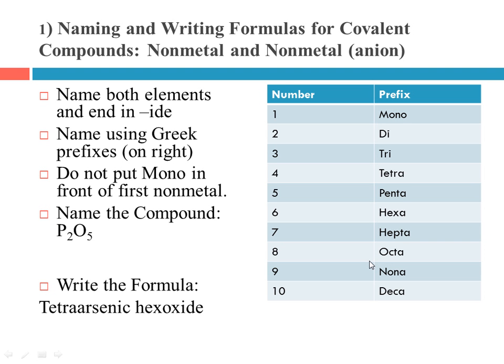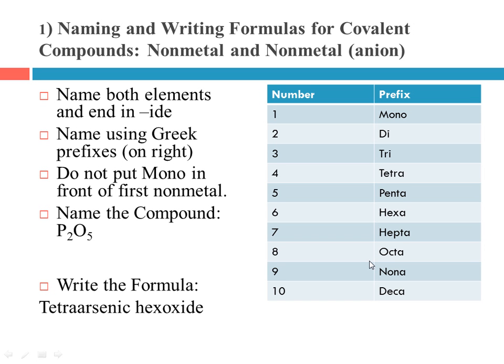We did this on Monday. So we would say diphosphorus, and then you would use the prefix for 5, so pentaoxide. Technically you're supposed to drop that A in penta and say pentoxide. So that's the way that we would name the nonmetals, or for P2O5.